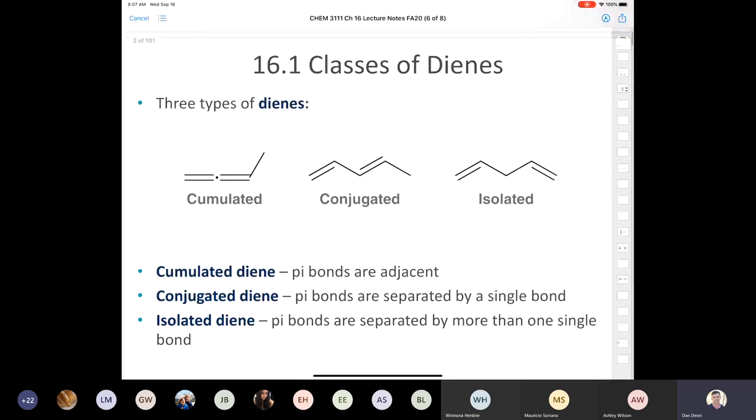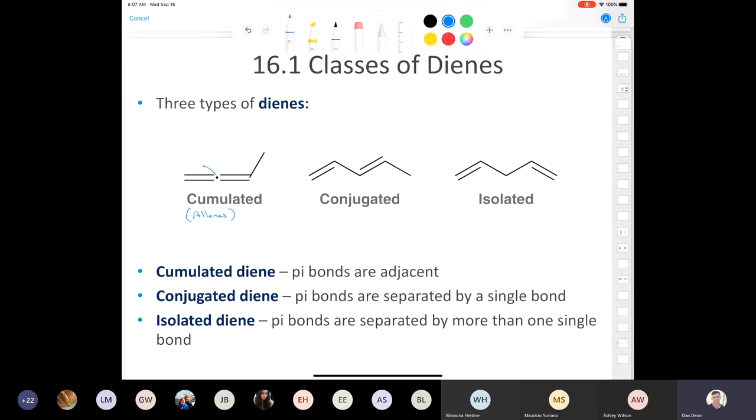It says that there are several classes of dienes that you need to know. Three to be exact. You need to know what are cumulated dienes, conjugated dienes, and isolated dienes. A cumulated diene, sometimes we call these allenes. So allenes, you'll see that sometimes in some books, maybe. Anyhow, an allene or cumulated diene is when the pi bonds are adjacent to each other.